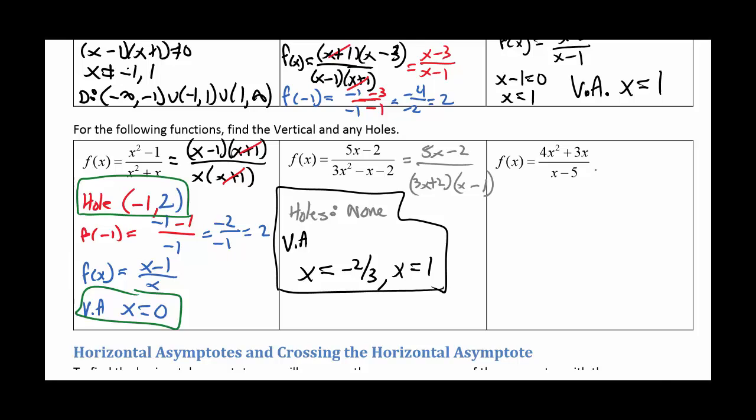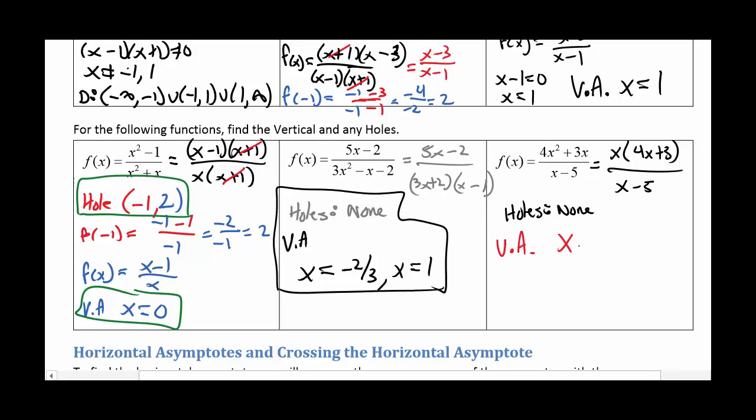All right, and then our last case, we can factor an x out up top. So that's 4x plus 3 over x minus 5. Nothing divides out, so as far as holes go, we have none. And then I want to look at the VAs. The VA comes from the denominator, which is x minus 5, so that means we have a VA at 5. Okay, so you don't always have a hole, and if you do, find it.